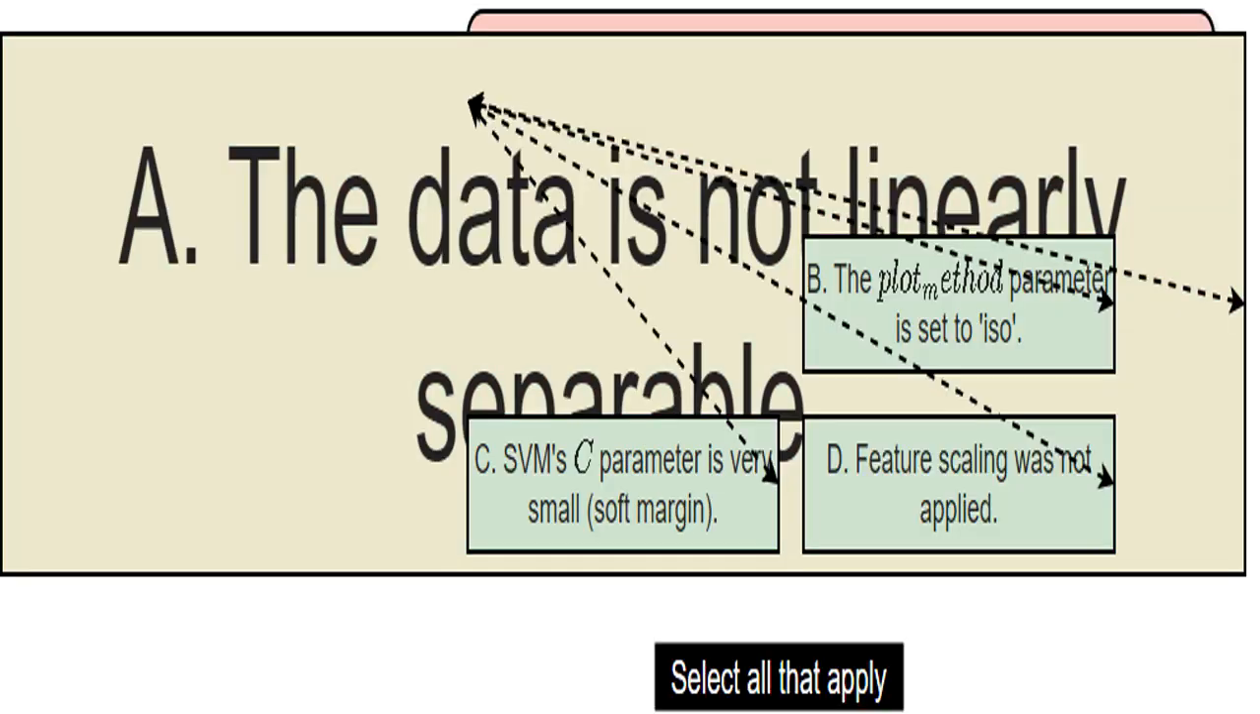The C parameter in an SVM controls the trade-off between maximizing the margin, the gap between classes, and minimizing classification errors.